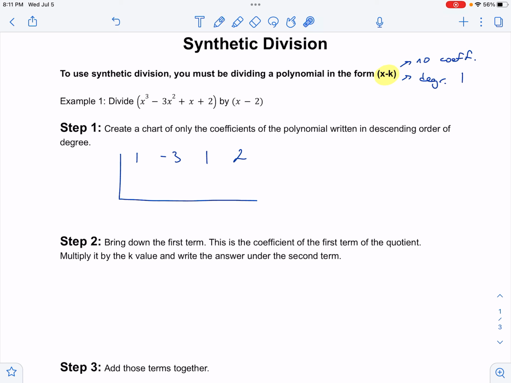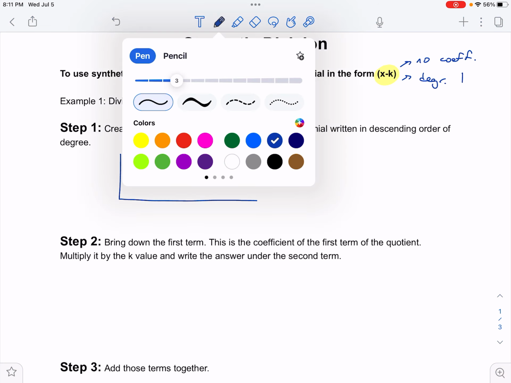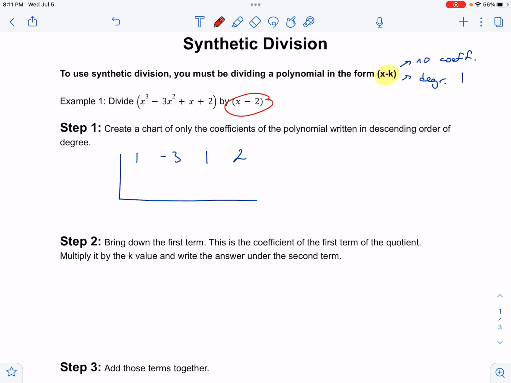On the left-hand side of this chart, I am going to write my k value. The k value is going to come from x minus 2. Recall that the format is x minus k, so k is going to be 2. It's inside the brackets there. So I'll write the 2 on the outside. Okay. That's your setup. That's it.